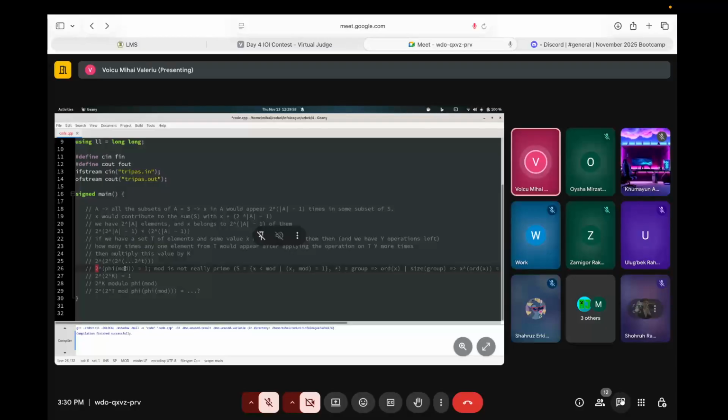Which makes me a bit nervous, because now I realize that phi of mod will obviously be even at some point in time. And I really didn't think of this that much initially.